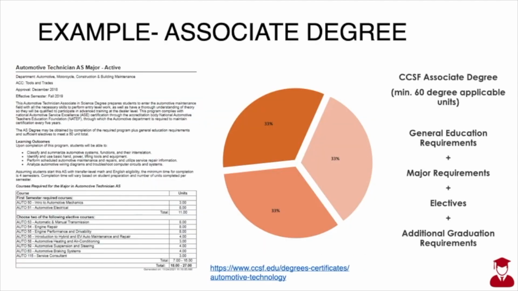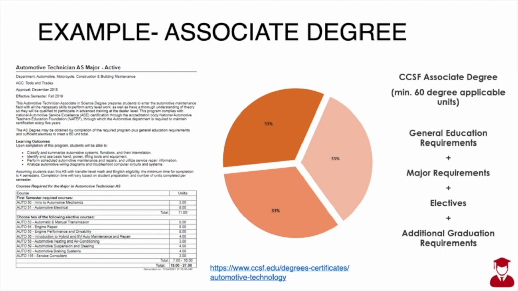Now let's look at the example of an associate degree and all the different elements that make up an associate degree. Remember, a certificate is a small version of an educational award that we offer, and an associate's is a bigger version. If you look to the far right of the screen where it says CCSF associate's degree, minimum 60 degree units, as I said before, some certificates may only be 6 units, but a degree is a minimum of 60 units. You have to have your general education requirements, your major requirements, your electives, as well as any additional graduation requirements. And you'll be able to click on the link below after this presentation.